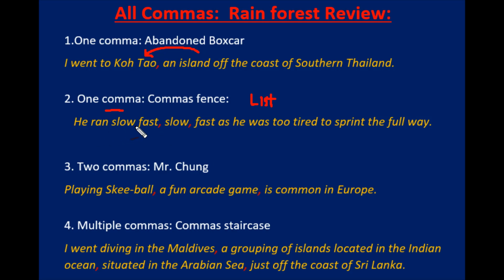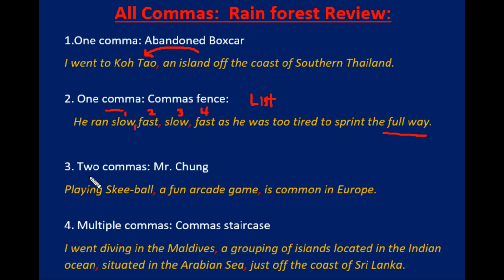You see here, in this case, because of the comma fence, we're going to need to put a comma here because he ran slow, that's one thing. Then he ran fast, that's two. Then he ran slow again, that's a third thing. There's a comma, and then he ran fast again. What does all that mean? He was too tired to sprint the full way, so he had to alternate between running fast and slow.